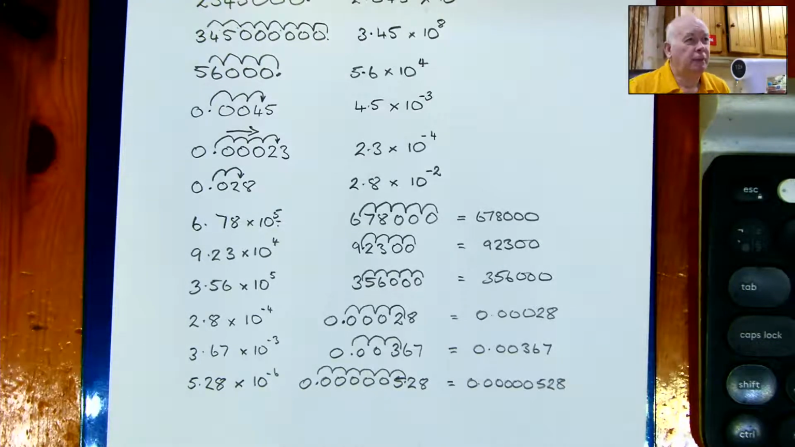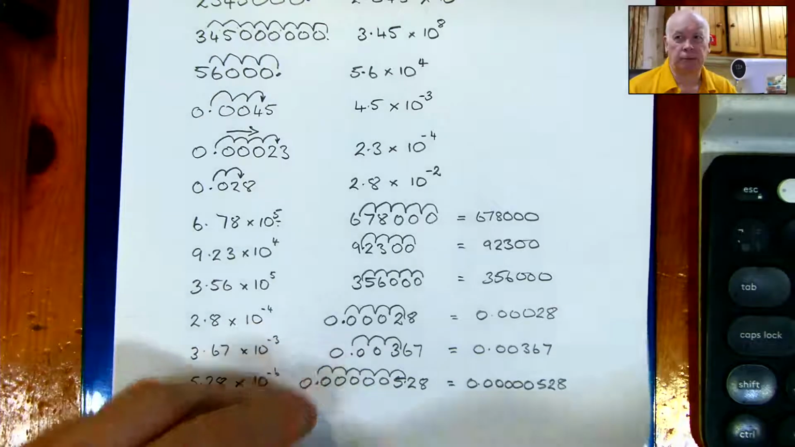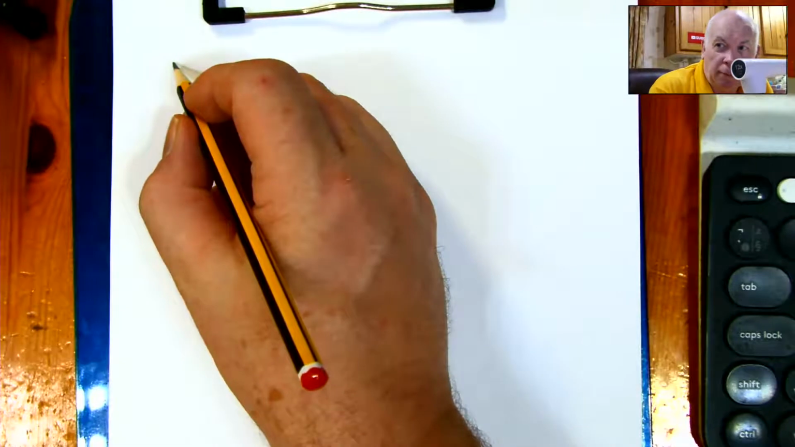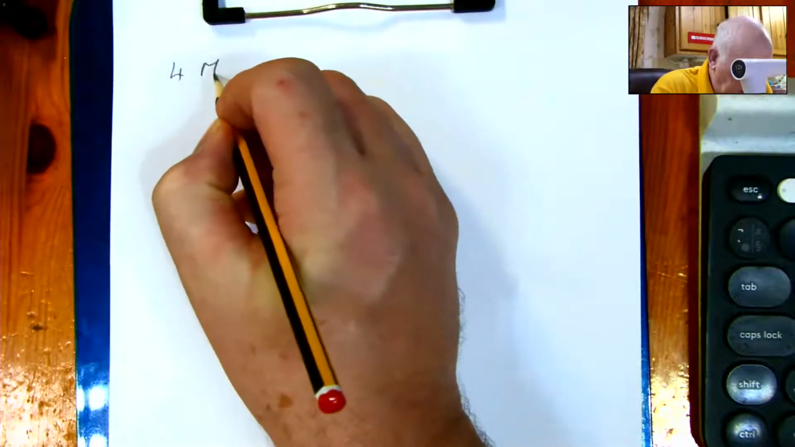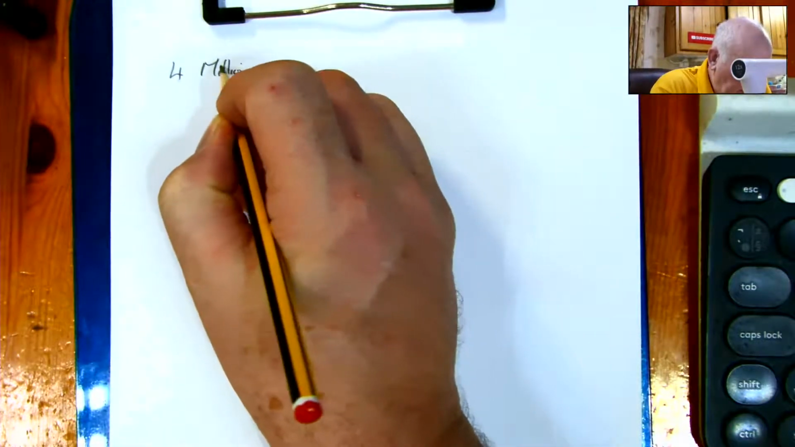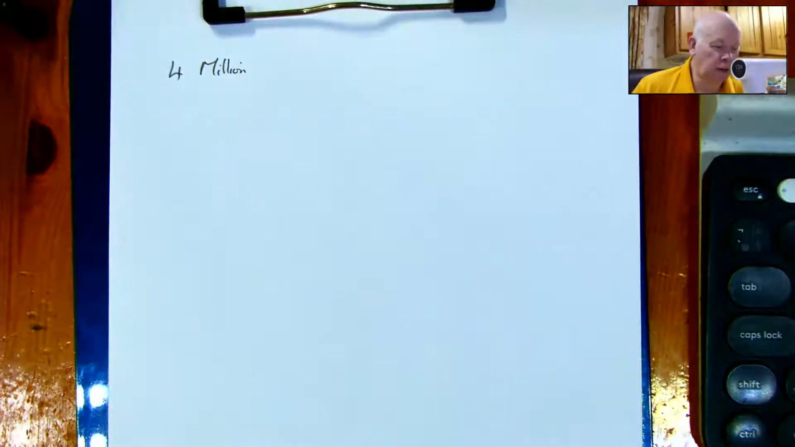Now, once we've managed to get happy with doing some of these things, then we need to work on other basic problems. The other type of problems that we get, some papers aren't particularly nice. In other words, they might give you a number which they say is, well, how about 4 million? Can you put that in standard form?